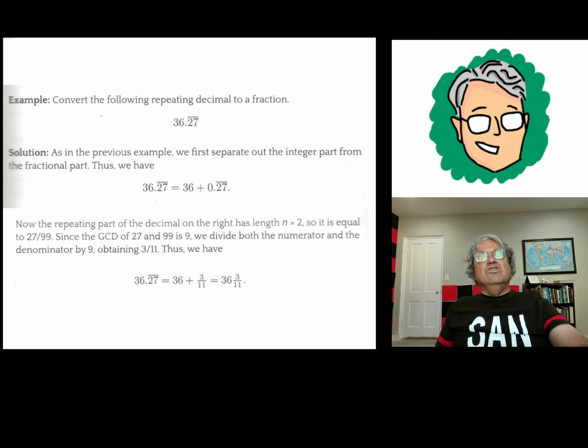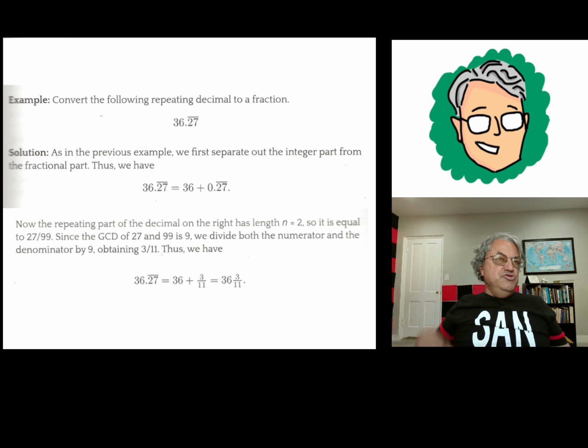Let's try a harder one. Here's one where the period is 2 rather than 1. Well, it's kind of the same idea. It's just the math's a little harder here. So suppose we're given the repeating decimal 26.27 repeating, where now the repetition has a period of 2: 27 keeps repeating.